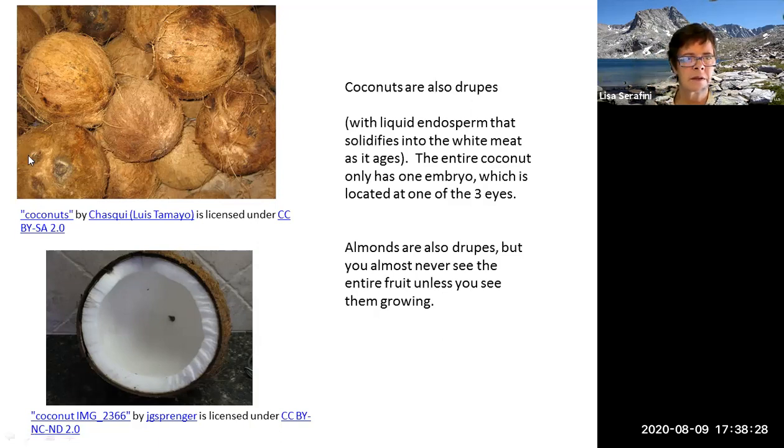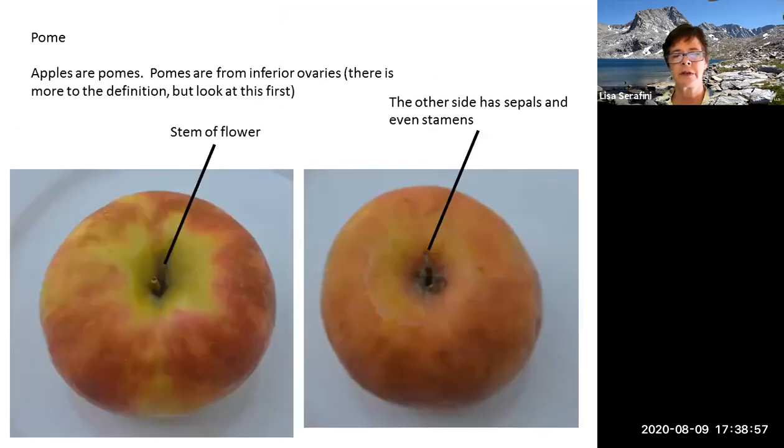The other thing I should mention, these three eyes or locations are where you can potentially find an embryo. There will be an embryo at one of them. And so when we crack these open in class, I do it rather untraditionally. I use a hammer so that it cracks and we can hopefully find the embryo. We often do. Almonds are also drupes. You hardly ever see the entire fruit unless you're watching them growing. I have some pictures of those in another presentation.